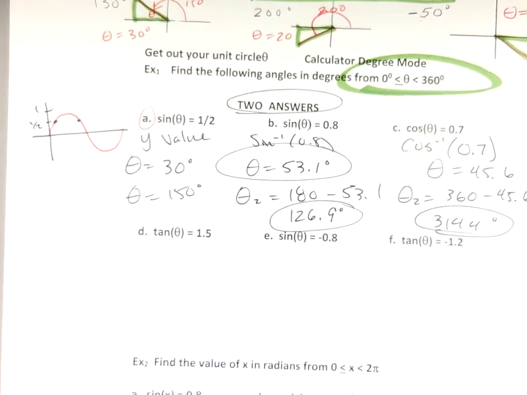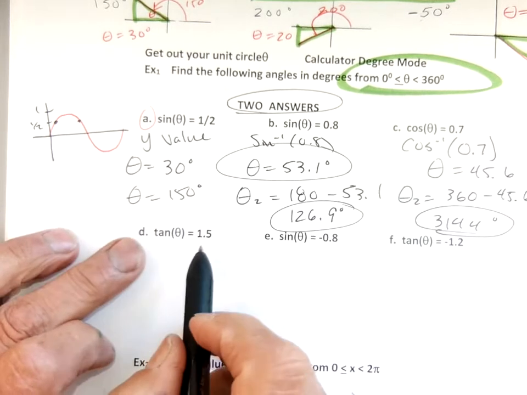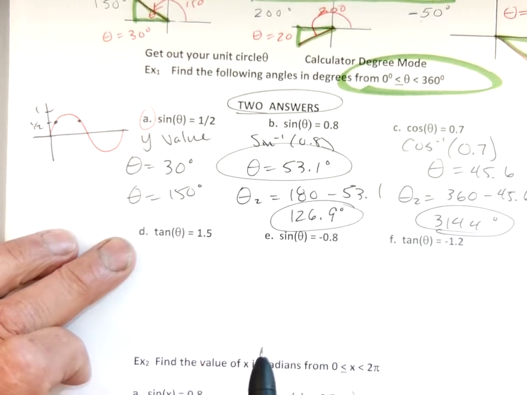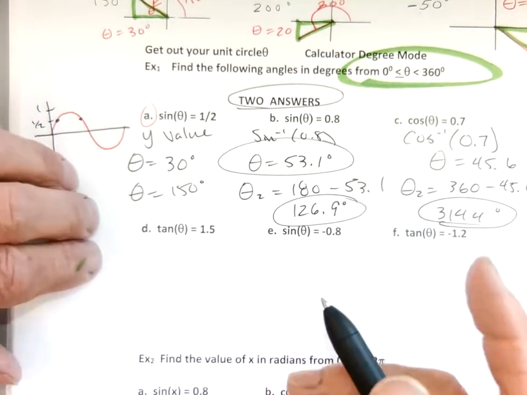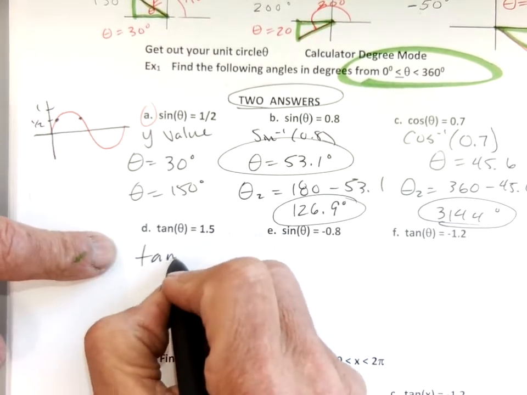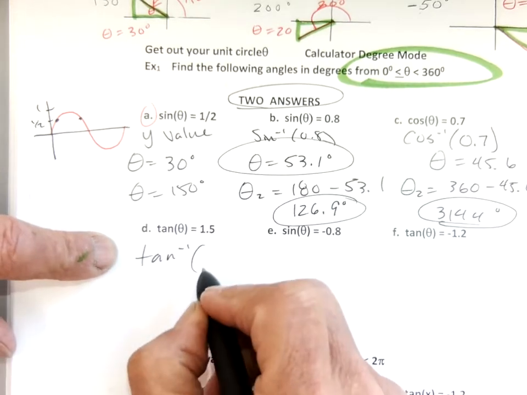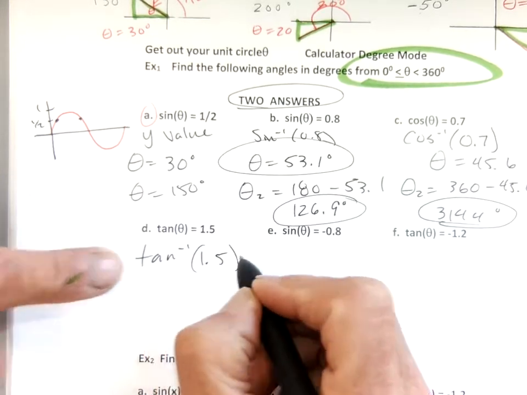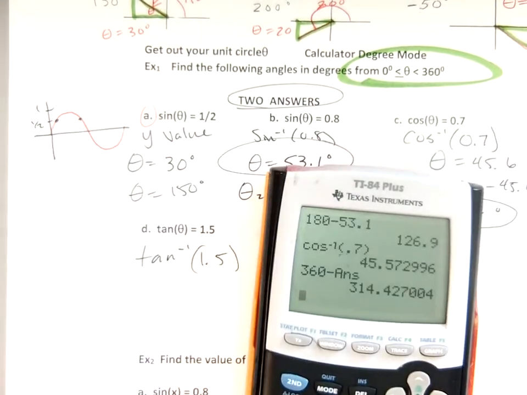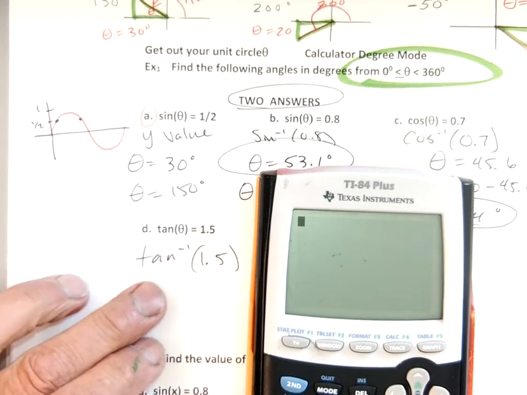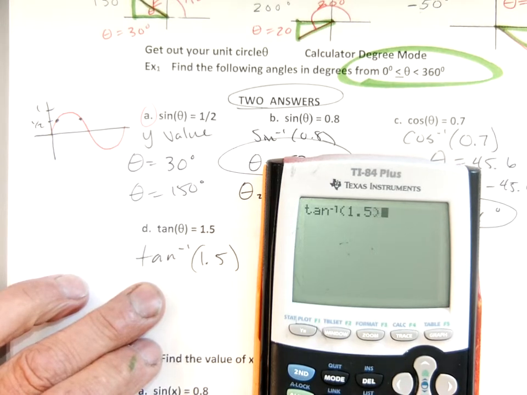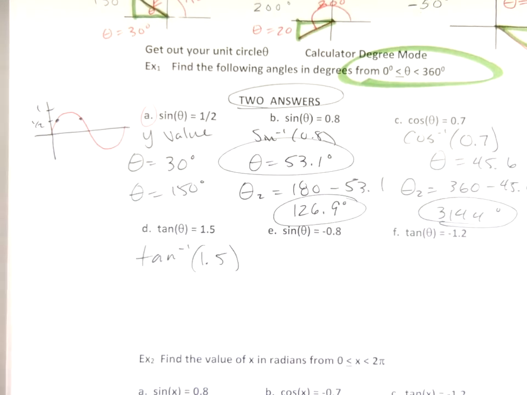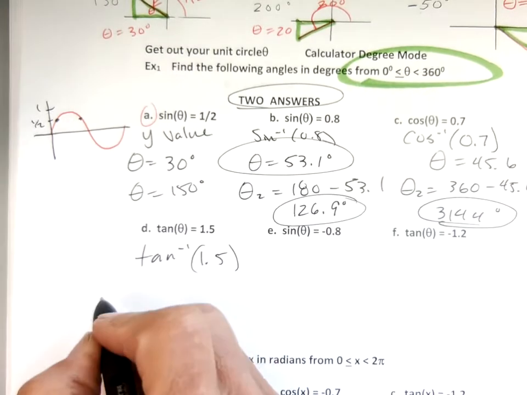Now tangent is y over x, and of course that's not on my unit circle. So to get its angle, again, it's not on the unit circle, I'm just going to use the tangent inverse of my 1.5. Okay. So a tangent inverse of 1.5, whoops, and I get an answer of about 56.3 degrees.